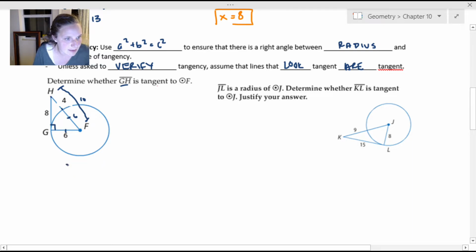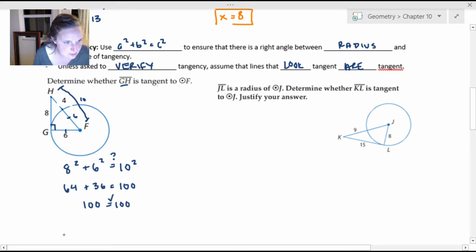So we set it up. It's 8 squared plus 6 squared. Is that equal to 10 squared? So we're asking ourselves this question. Is that true? 8 squared is 64, and 6 squared is 36. Is that equal to 100? 64 plus 36. Oh, it is 100. So yes, this one is tangent.